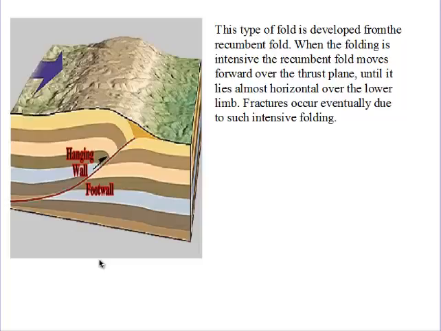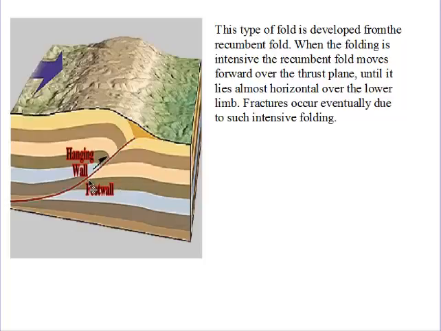There is another fold also known as the overthrust. And this type of fold is developed from the recumbent fold. When the folding is intensive, the recumbent fold moves forward over the thrust plane until it lies almost horizontal over the lower limb.